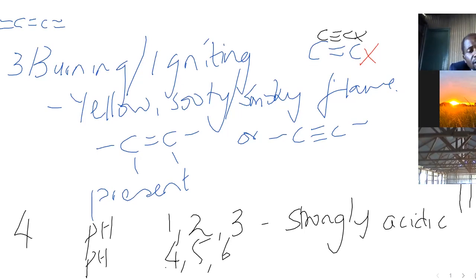pH 8, 9, 10, weakly basic or weakly alkaline. pH 11, 12, 13, and 14, strongly basic or strongly alkaline.